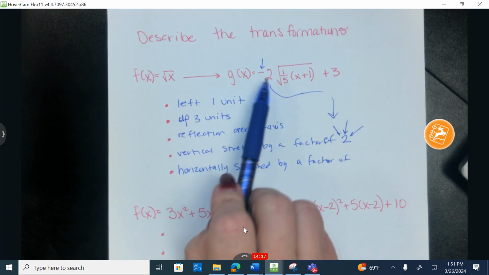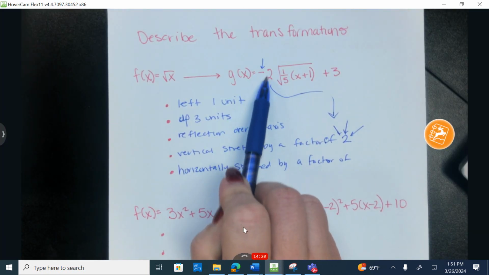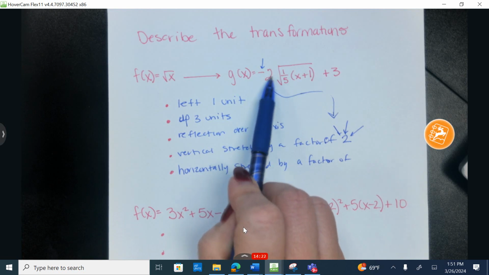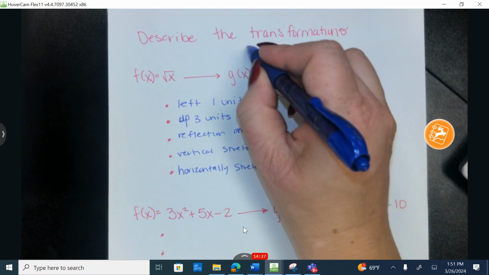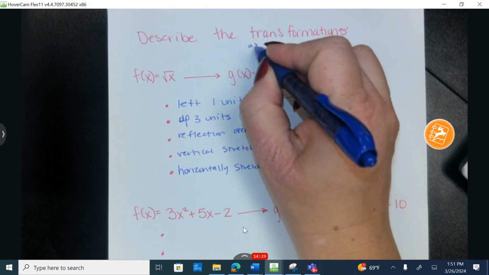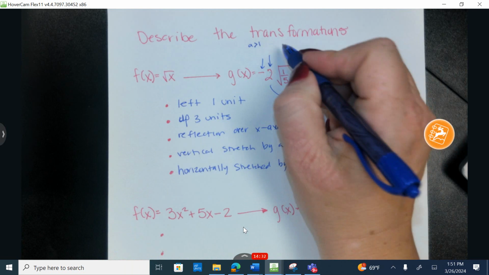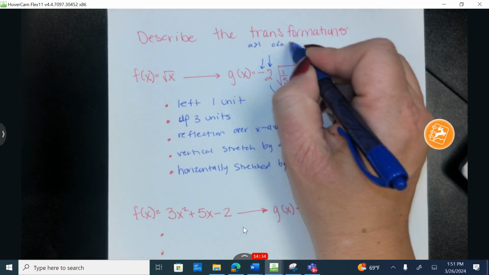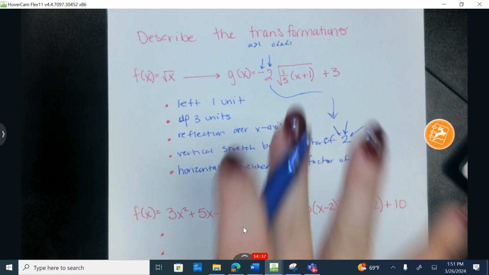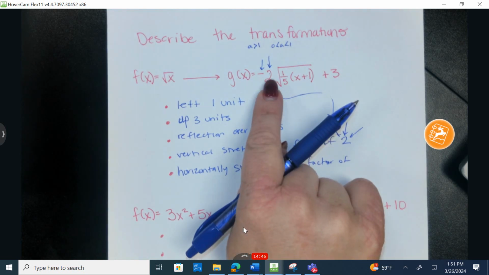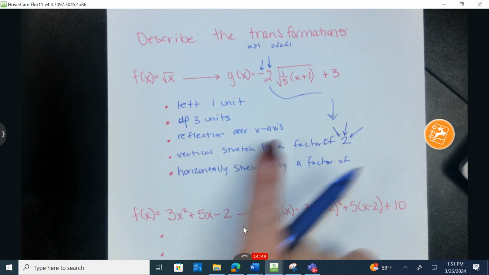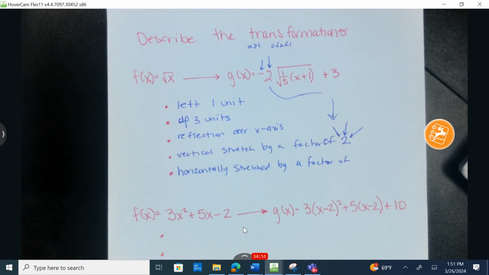Now, the 2 is different than the negative sign. A number out front, separate from the negative sign, is an a value. If this a value is greater than 1, we say it's a vertical stretch. If it is greater than 0 but less than 1, it's a vertical compression, which means it gets closer. The x values stay the same as our original, but the y values get closer to the x-axis. So 2, not negative 2, just 2, is a vertical stretch by a factor of 2.